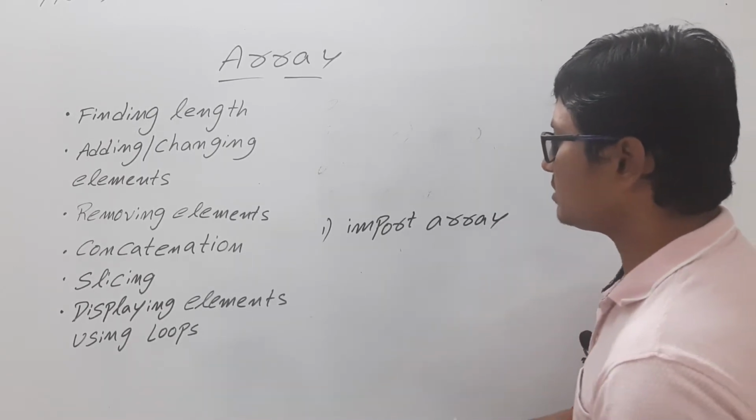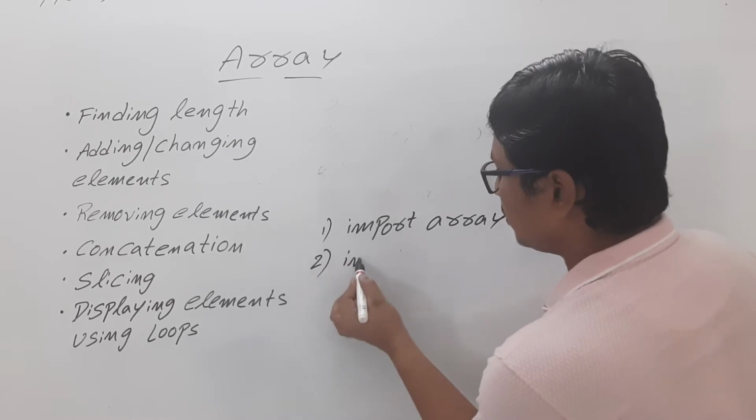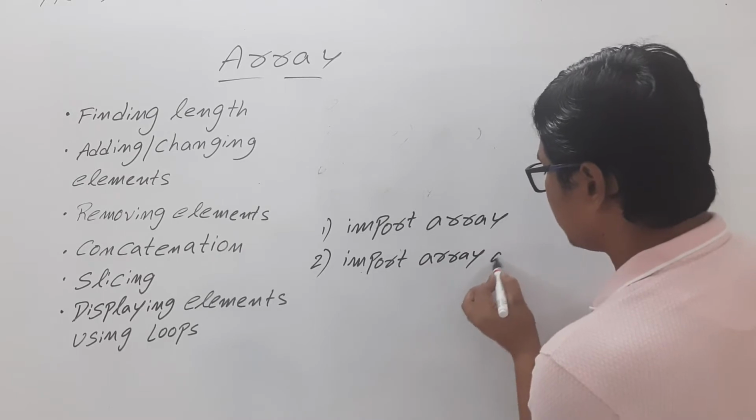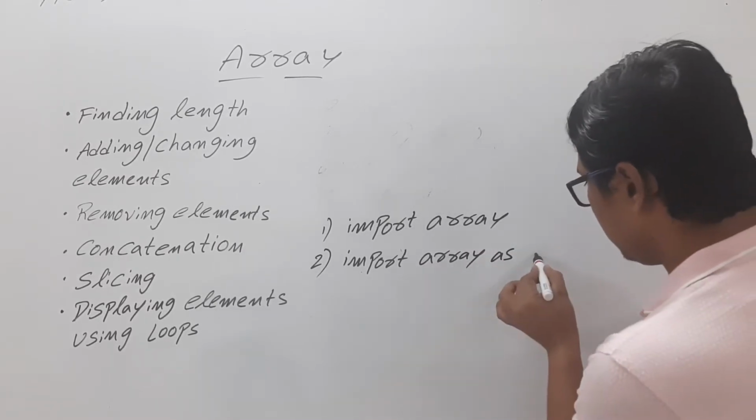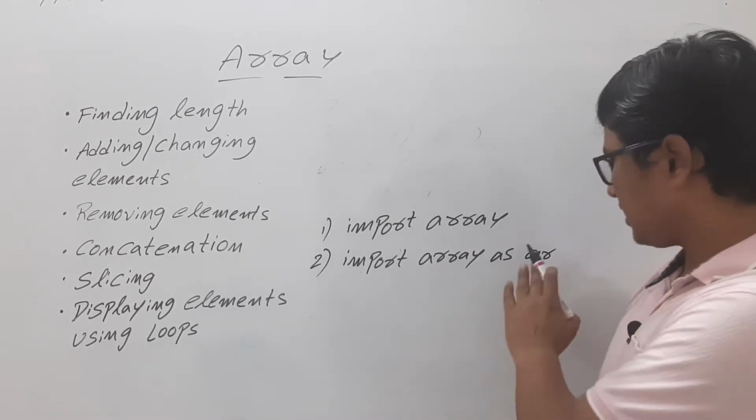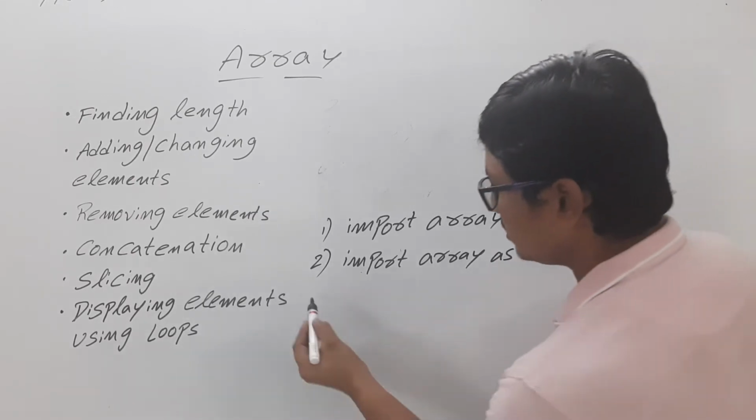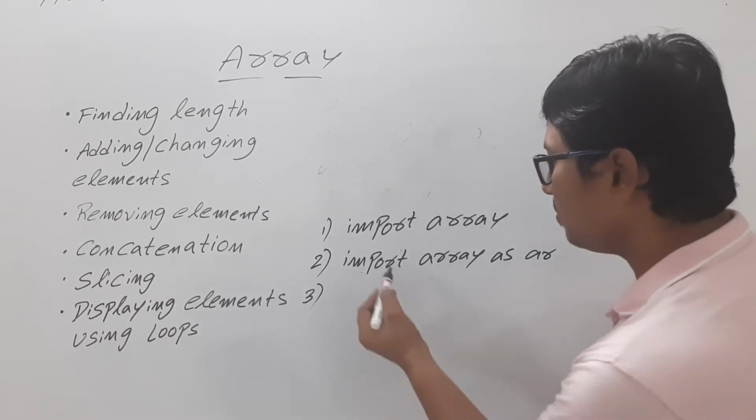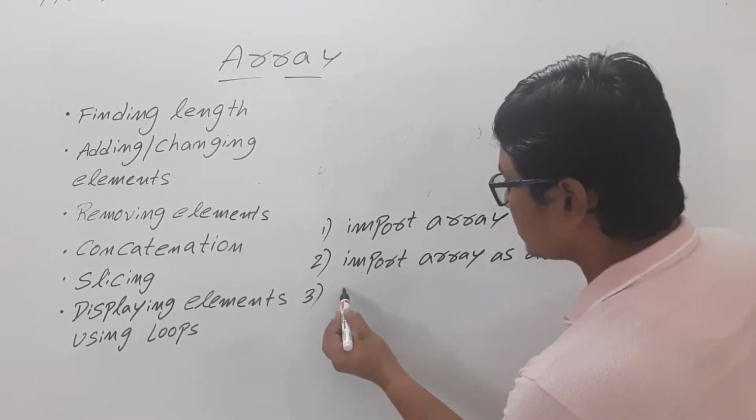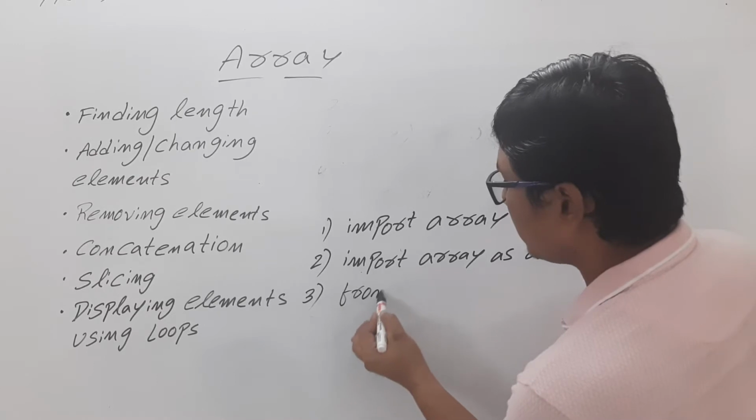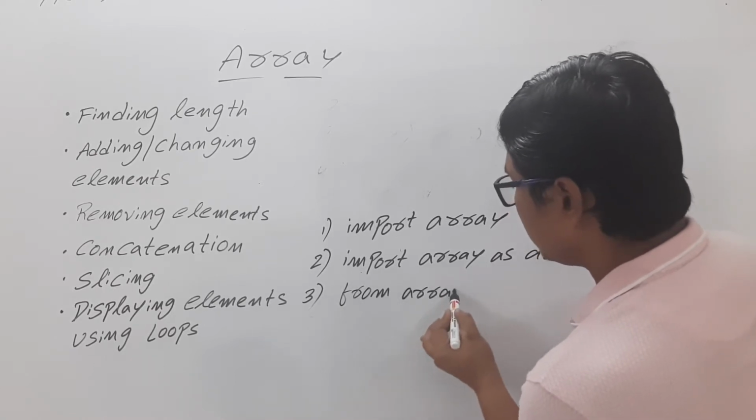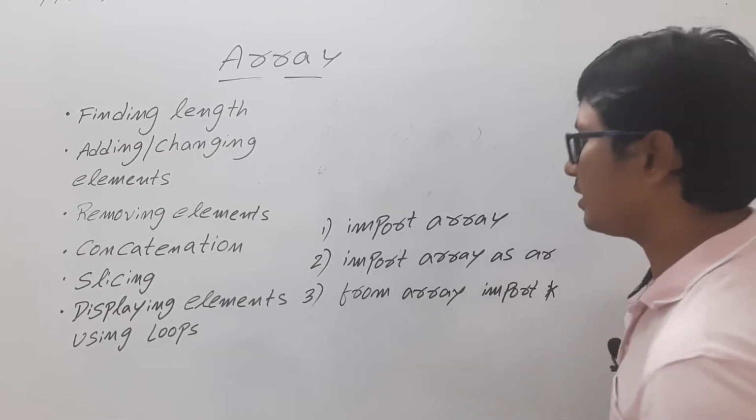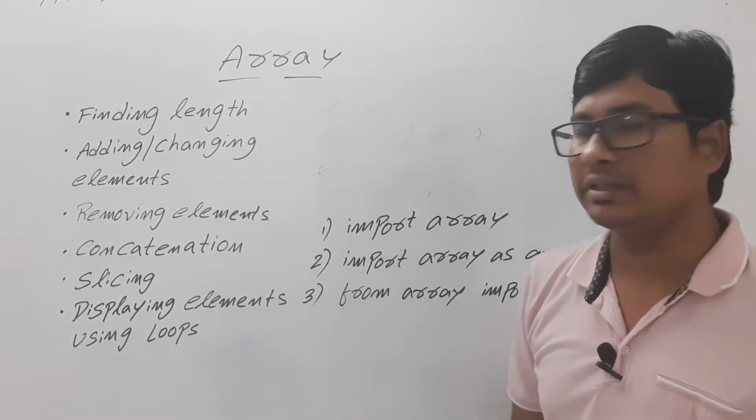The second way is import array as, whenever you are using as, you are aliasing. You can write AR, anything you can give, the name ARR or AR, even your own name, you can give Parnika, anything. Then the third way is from array import star. These are the three ways you can import the array module in the Python code.